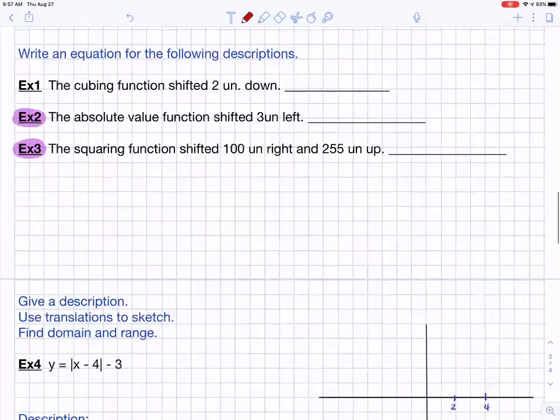Okay, let's write our own equation. So I just gave you a list of like 8 equations and made you graph them all. But let's take now a set of words and let's write the equation that goes along with that set of words.